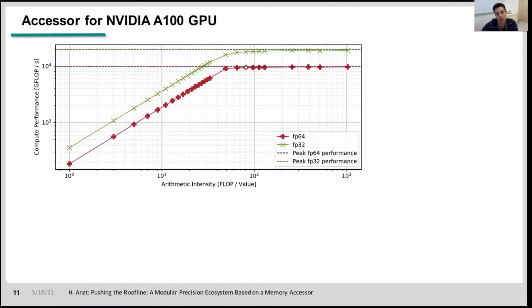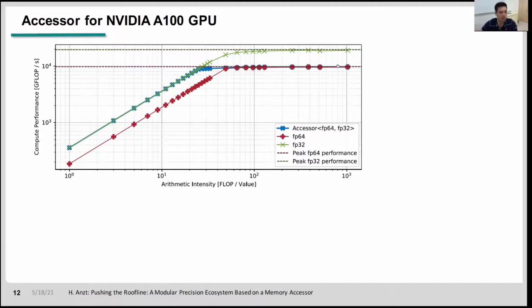The red one is the experimental roofline for double precision, and the green one is the roofline for single precision. What we can also see is that this algorithm, where we can vary the arithmetic intensity to figure out the experimental roofline, pretty much reaches the theoretical peak of this architecture, both for double precision and for single precision. What we now do is we use our accessor and we say, okay, we do all the memory operations in single precision, but for the computations we use double precision. And what we get is this roofline.